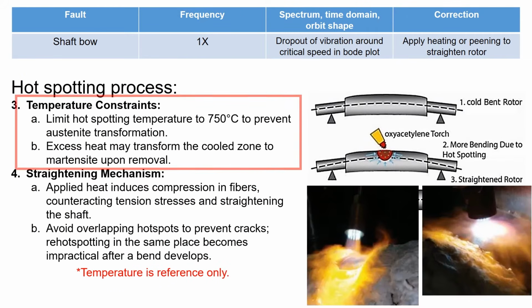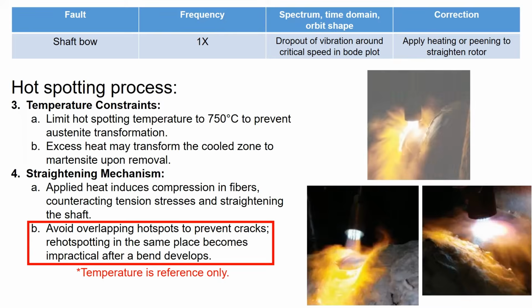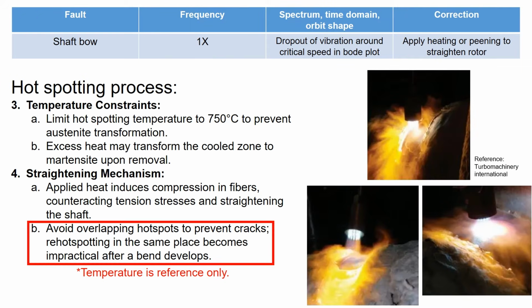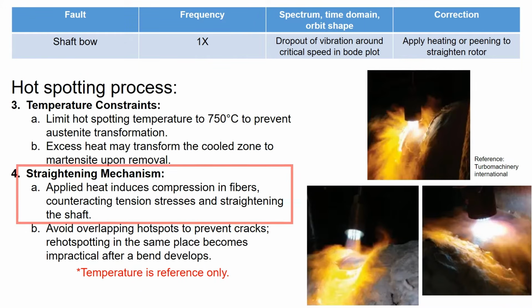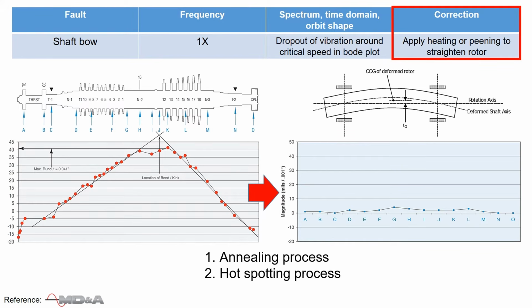Note that these temperatures are for reference only. But please make sure to limit the hot spotting temperature to 750 degrees Celsius to prevent austenite transformation. Also, avoid overlapping hot spots to prevent cracks. It is important to note that the applied heat induces compression in fibers, counteracting the tension stresses and straightening the shaft. Through an iterative process of annealing and hot spotting, the shaft undergoes straightening, resulting in reduced mass imbalance in the rotor. After straightening the shaft, you must rebalance the shaft.